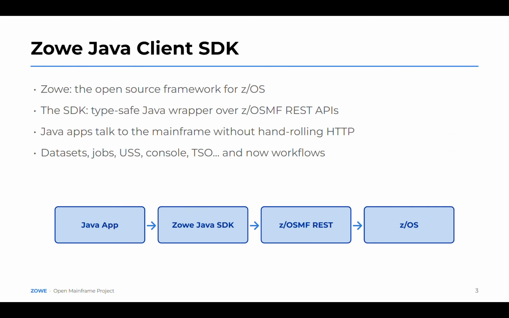So what is Zowe? Zowe is the open source framework that gives modern tooling to z/OS, and the Zowe Java Client SDK is the Java library that sits between your application and the mainframe. z/OSMF exposes a large set of REST APIs: datasets, jobs, USS files, the console, TSO. You could call those over raw HTTP yourself, but then you own the URL construction, the auth headers, the JSON parsing, and every edge case in the response format. The SDK does that for you and hands back typed Java objects. You write DSN list or job get, not a string concatenation and a hope.